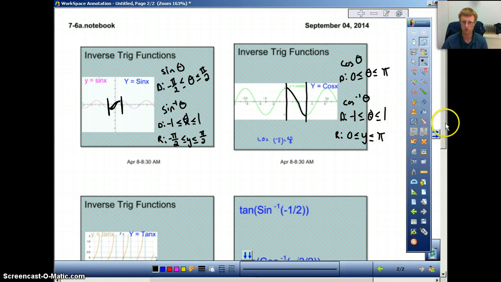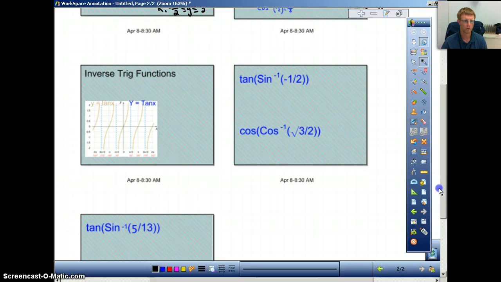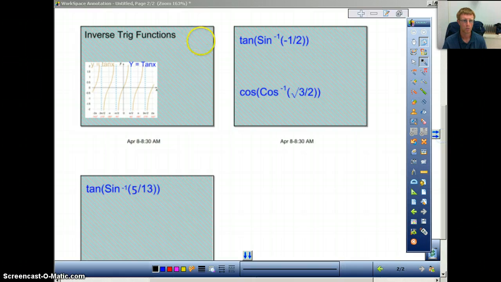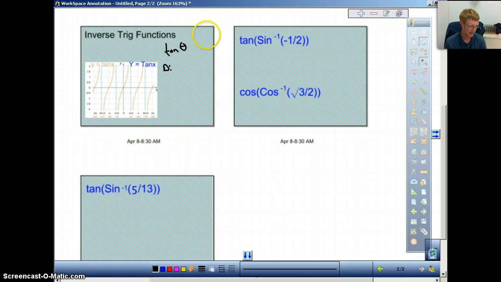Okay, let's do this last trig function here. So this is our tangent. If you look at our tangent function, if we want an inverse, then the domain has to be the same as it was for the sine. So negative pi over 2 is less than or equal to theta, which is less than or equal to pi over 2. So that's the domain that has to be defined for us to have an inverse tangent.